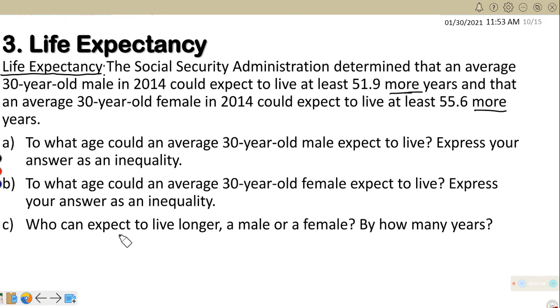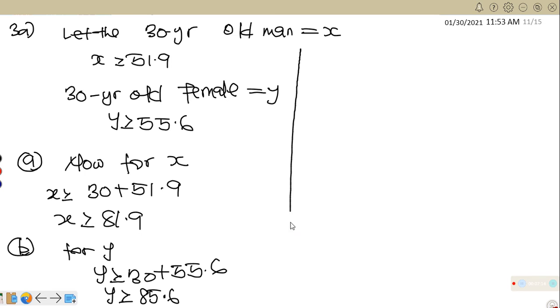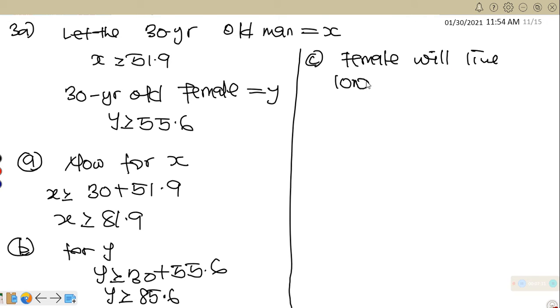For C, who can expect to live longer, a male or a female, and by how many years? So answering this question, from here you can see that female is 85.6 and male is 81.9. So female will live longer than male.